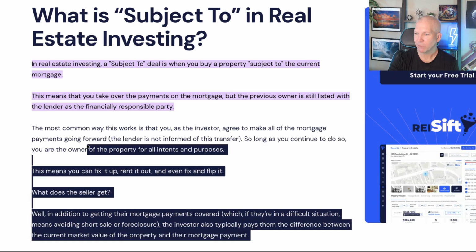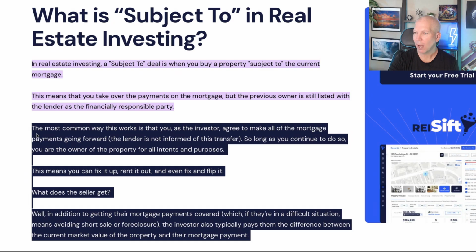So why is this beneficial? Well, basically, the most common way this works is that for you as the investor, you agree to take over the mortgage payments, and again, any of those liens that are on the property. The lender is not informed of the transfer. So as long as you continue to make payments on the property, for all intents and purposes, you can fix it up, you can flip it, you can do whatever you want. The lender's none the wiser. They don't care where they're getting paid from as long as they're getting paid.